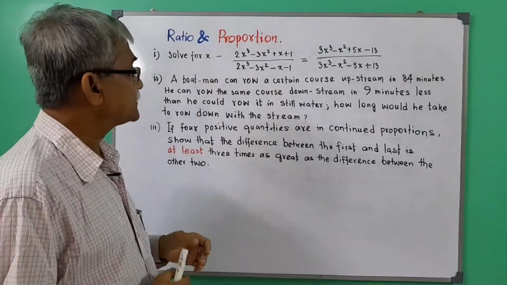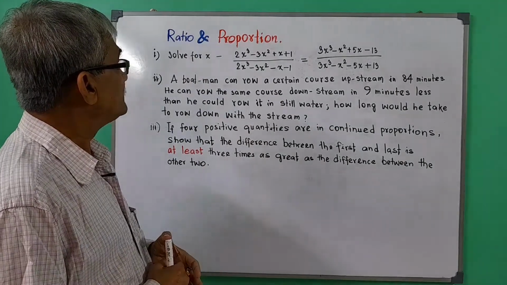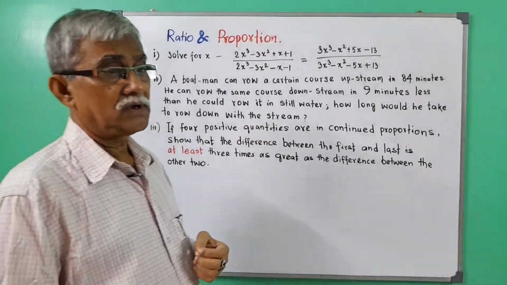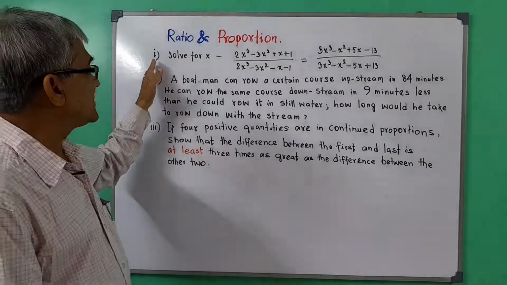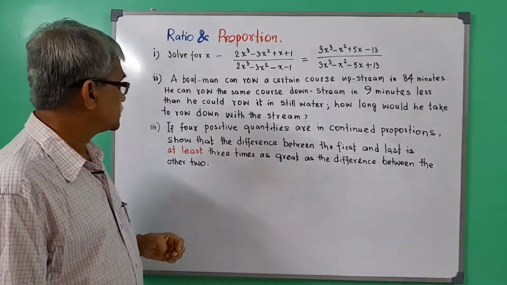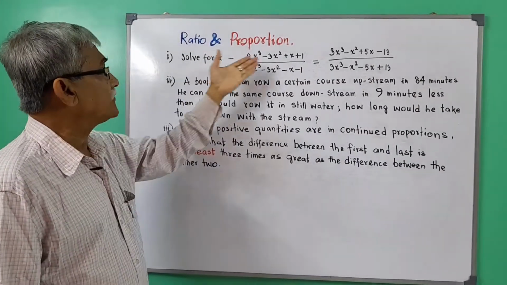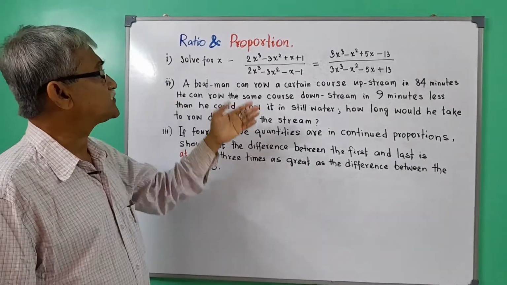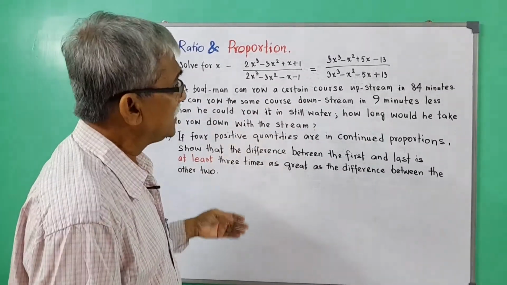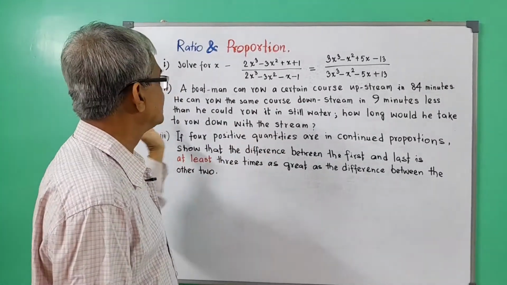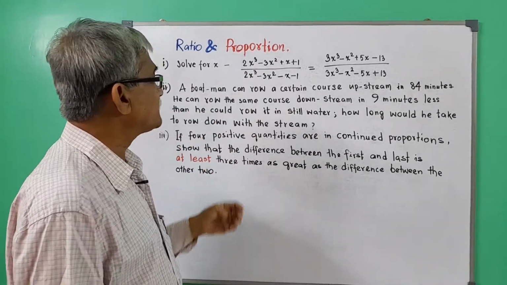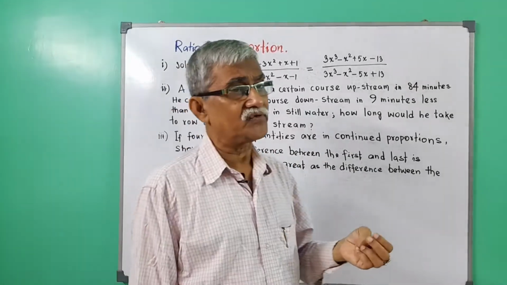The topic of today is ratio and proportion. But before I start, you can see I have placed 3 problems for you: solve for x; a boatman can row a certain course upstream in 4 minutes, and so on; and if 4 positive quantities are in continued proportion, etc.